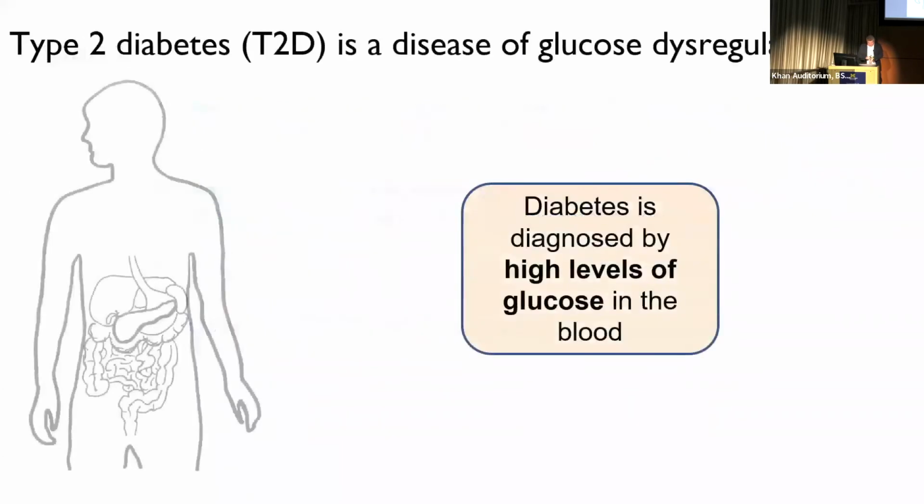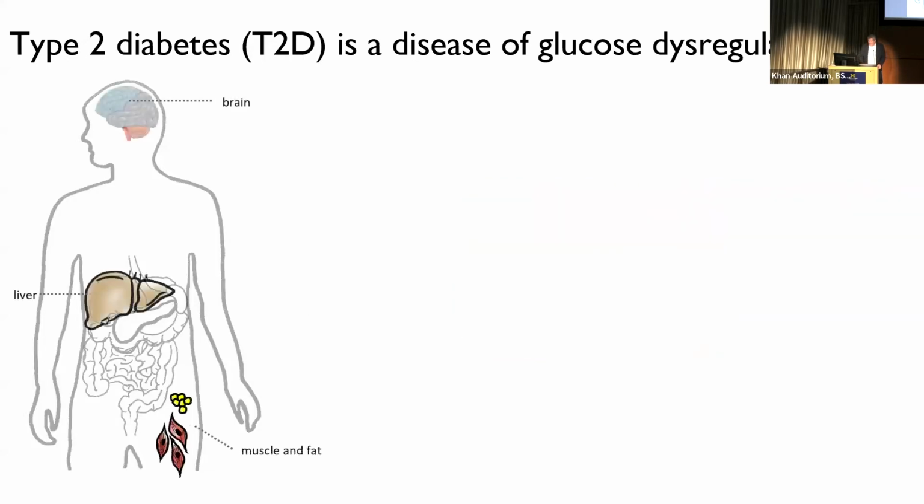So T2D is quite a complex disease. It's characterized by glucose dysregulation, and its effects are manifest through multiple different organ systems: the brain, the liver, the pancreas, the islets in the pancreas, skeletal muscle, and adipose tissue. To some extent, we're involved in analysis of all these tissues. Today, I'm going to focus on skeletal muscle tissue.